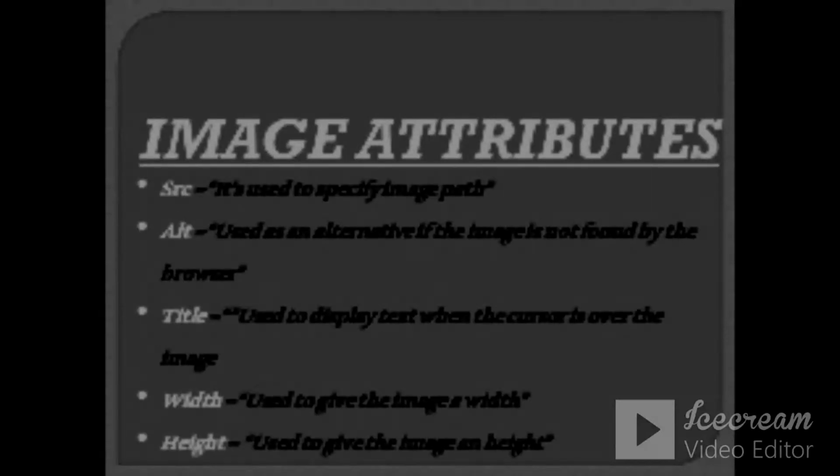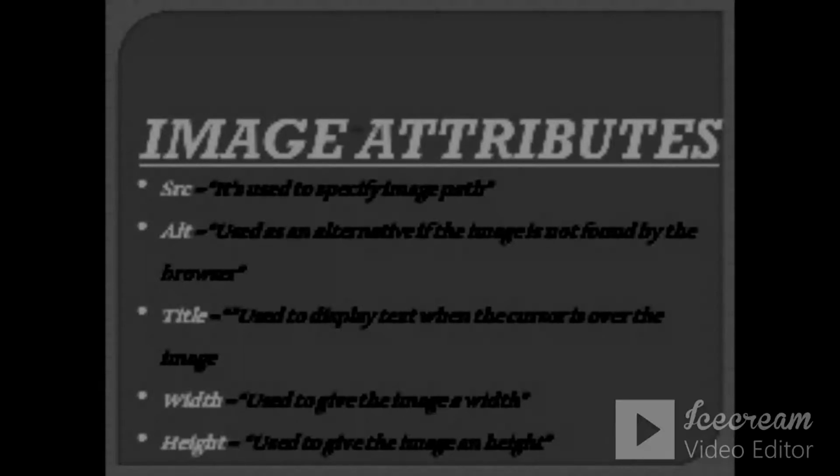So now we're going to be looking at the image tag attributes. The first attribute we're going to look at is the source attribute. The source attribute is used to specify the image path, used to specify the folder and also the name of the image and the type of the image. So another attribute we looked at is the alt attribute, which stands for alternative. It is used as an alternative if the image is not found by the browser. So the browser is going to display the text that is in the alt attribute.